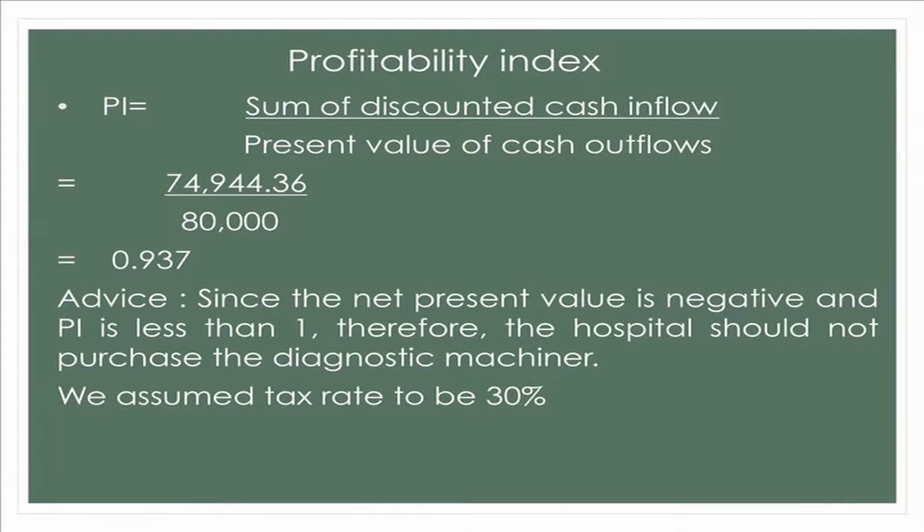So, we have computed the discounted cash flows in our previous step. That is 74,944.36 divided by 80,000, which is equal to 0.937. So, the advice we are going to give to the hospital is that since the net present value is negative and PI is less than 1, the hospital should not purchase the diagnostic machine. We have given the assumption of tax rate to be 30%.